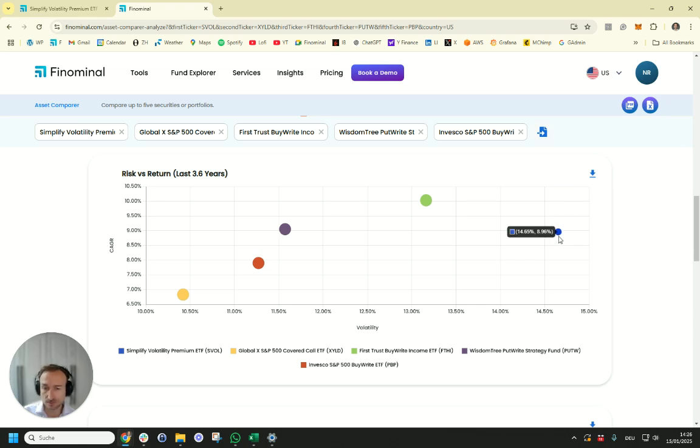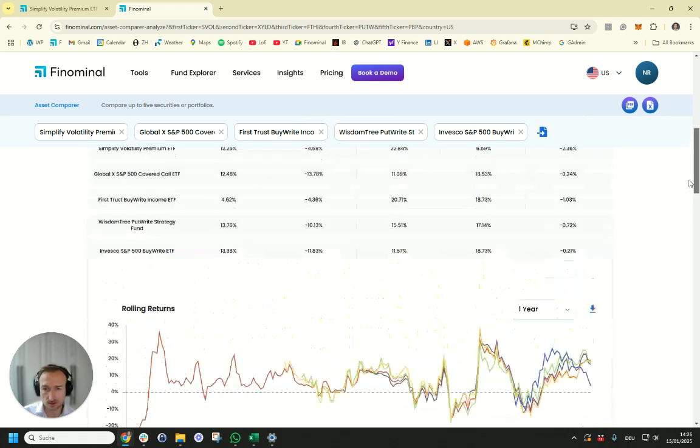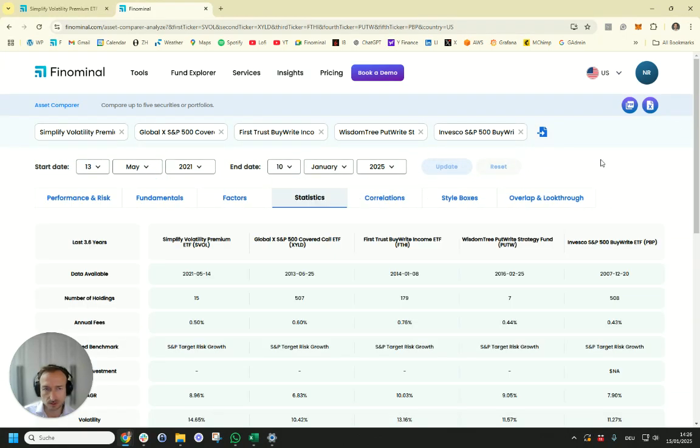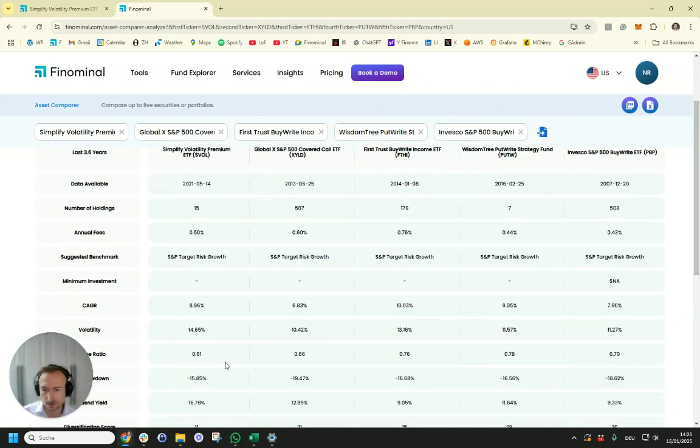So from a Sharpe perspective, SVOL doesn't do so great, and we can quantify that by looking at the Sharpe ratios. The Sharpe ratio that SVOL generated over the last 4 years is 0.61, which is lower than that of the other 4 peers. Now, as mentioned, from a yield perspective, you can see these all have outrageously high yields, which I think is the primary interest of investors purchasing any of these strategies.